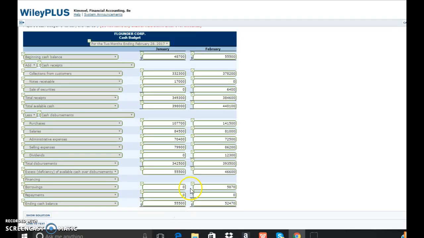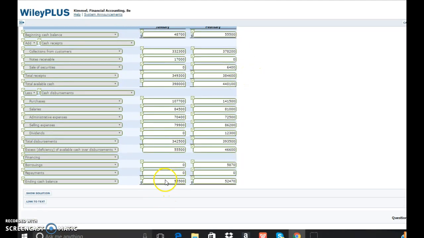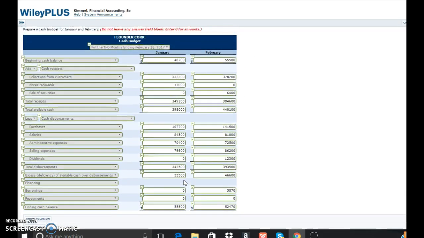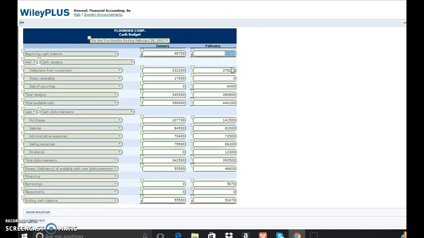Now, so that's going to bring our ending cash balance for January to 55,500. We're not going to need to use any of these financing tools such as borrowing and repayments because we did meet our minimum cash balance of 52,470 here. So we're just going to enter that in as our ending cash balance. And then that ending cash balance comes up here to the beginning cash balance for February. So we're going to enter in 55,500 here for February beginning cash balance.